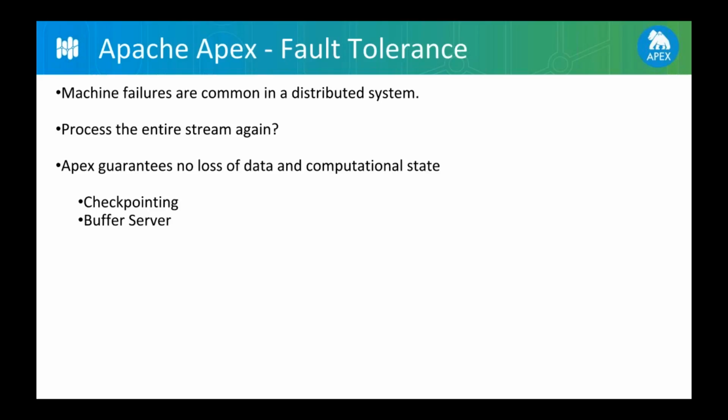We would like to checkpoint and recover from that state. Apex provides the feature of checkpointing and ensures that there is no loss of data, as well as no loss of the computation state. Since these operators are running in a distributed system, we want to ensure that when they come back after failure, they have not lost their state. Basically, they are in the same state as they were before failure. Apart from that, we also have a concept called the buffer server. I will take it up in the future slides, so we'll talk about it at that time.